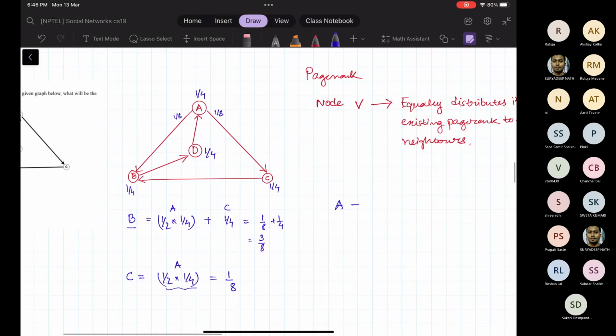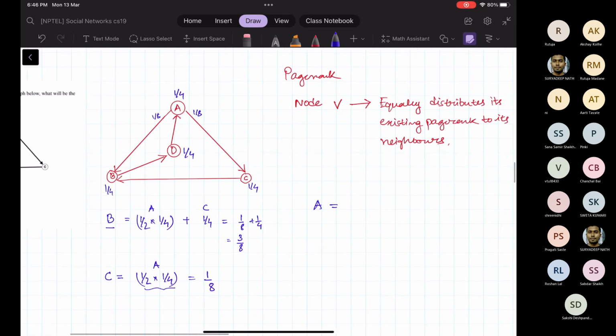A receives page rank from D and distributes to B and C. D gives its entire page rank to A. It had 1/4 and it gives 1/4 to A, so A's page rank would remain 1/4. D receives its page rank from B. It has only one in-link, and B gives its entire page rank to D. So D's page rank would also remain 1/4.